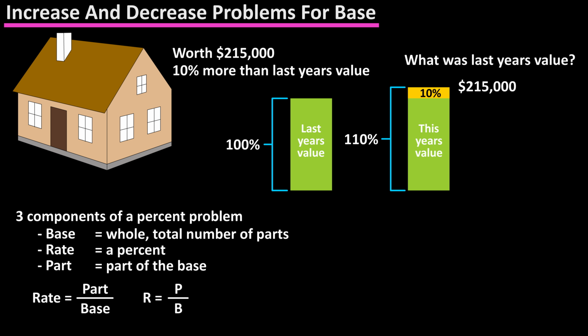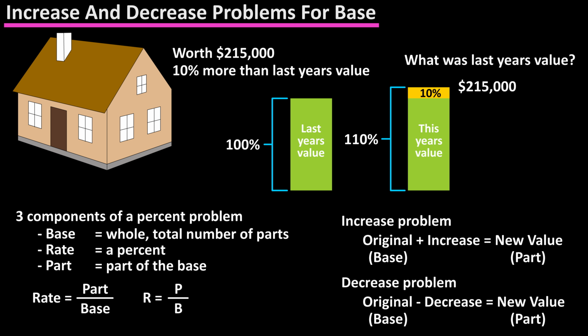In our example, the value of the home increased over the time period, so this is an increase problem. The formula for an increase problem is the original plus the increase equals the new value, and the original value is the base and the new value is the part. If the home had decreased in value, then the formula would be the original minus the decrease equals the new value, with the original value again being the base and the new value again being the part.